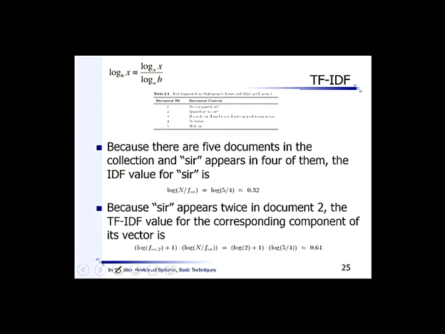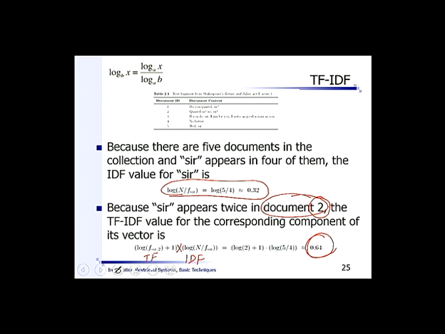So this is IDF for the term sir, and now because sir appears 2 times in document 2, how can we calculate the TF-IDF? This is TF: log of frequency of sir in document 2 plus 1, base 2. This is IDF. So you get the value of TF and IDF and multiply them, and you will get the value. So TF-IDF for this term in document 2 is 0.64.